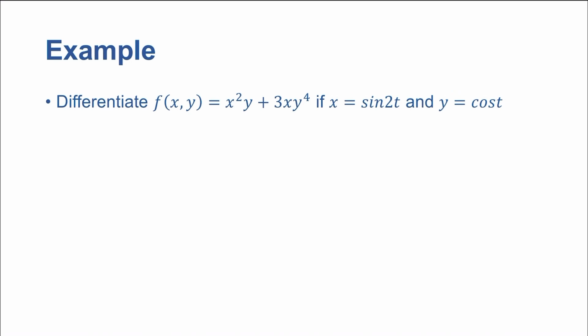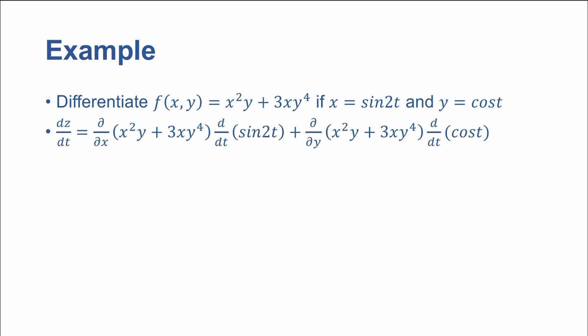So let's just try a super easy example just to start things off. Let's differentiate f of x, y equals x squared y plus 3xy to the fourth, given that x is equal to sine of 2t, and y is equal to cosine of t. So what we will do is plug this into the equation. So dz/dt will be the partial derivative with respect to x of x squared y plus 3xy^4, times the derivative with respect to t of sine 2t, plus partial y of x squared y plus 3xy^4 times the derivative with respect to t of cosine of t.